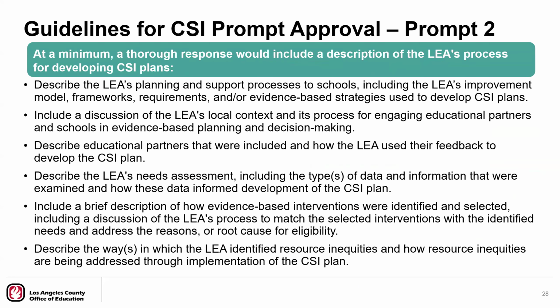For prompt 2, a thorough response would describe which educational partners were included in the process and also how the LEA used their feedback to develop the CSI plan. It should also include a description of the needs assessment process, the types of data and information used, and how it informed the development of the plan. Additionally, the response should describe how evidence-based interventions were identified and selected, how the LEA identified resource inequities, and how those resource inequities are being addressed through the CSI plan.